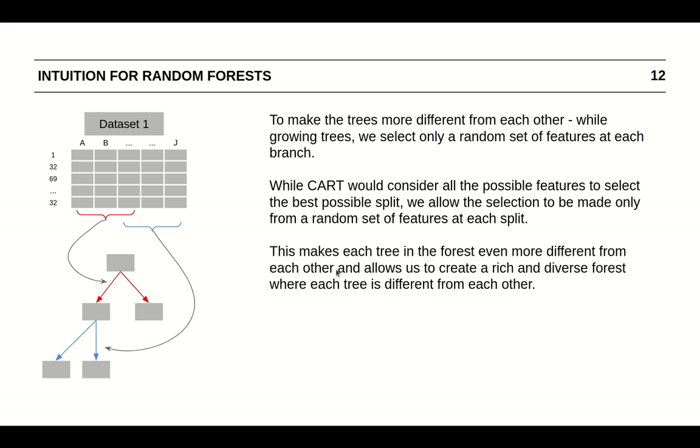Now, to make the trees even more different from each other, what random forest does is, when the tree makes a decision for splitting, we saw in our CART video that a tree would iteratively go through all the features and try various chops at various levels and select a chop which gives the best possible reduction in Gini impurity.